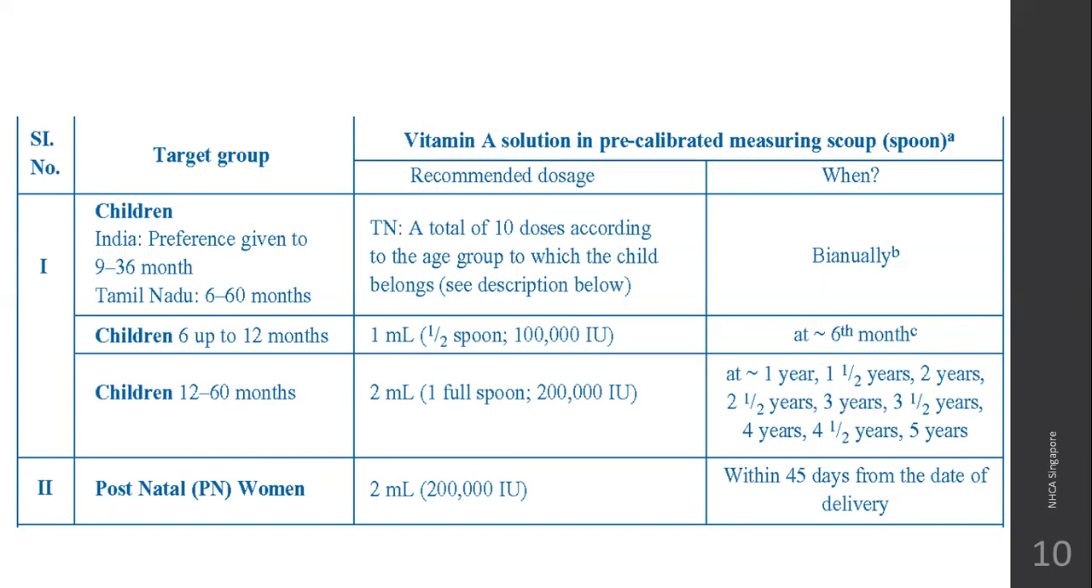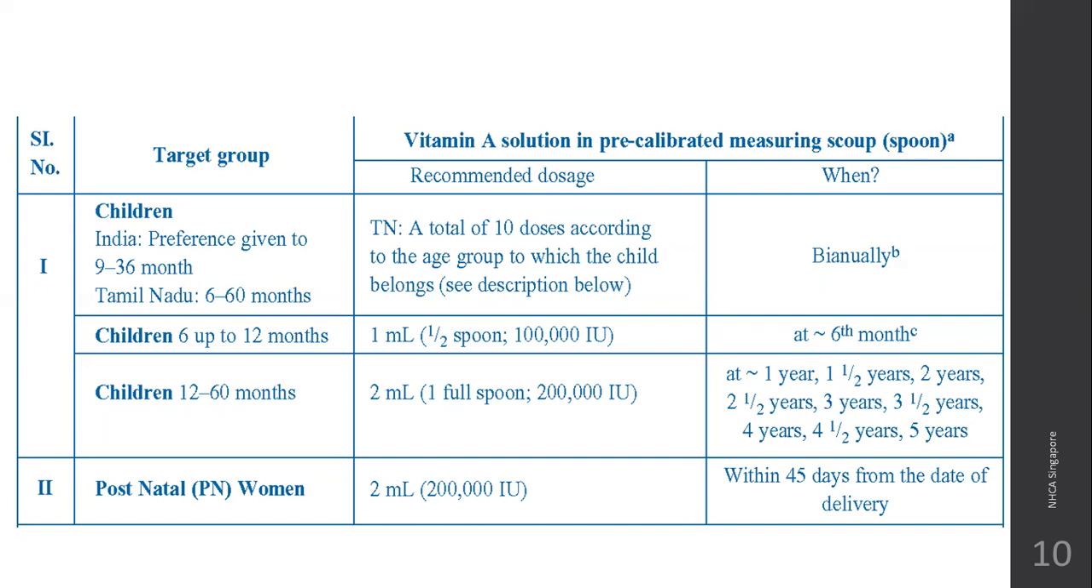If the child is an infant from 6 months to 12 months, before the first birthday, at the sixth month, 1 ml will be given. On the first birthday onwards, 2 ml will be given. And if the child is less than 6 months of age, a newborn in the early stage of infancy, just 50,000 international units should be given. That is less than half a spoon.